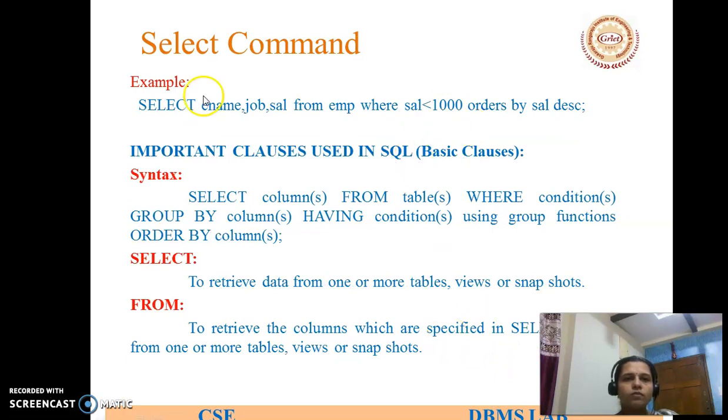For example: select, these are the three columns we are specifying here: ename, job, comma, salary, from employee table, where salary less than 1000, order by salary in descending order. In place of the columns you can also mention the star. Select star from emp you can also write, or else whichever columns you need, those columns you can specify here: ename, job or salary.